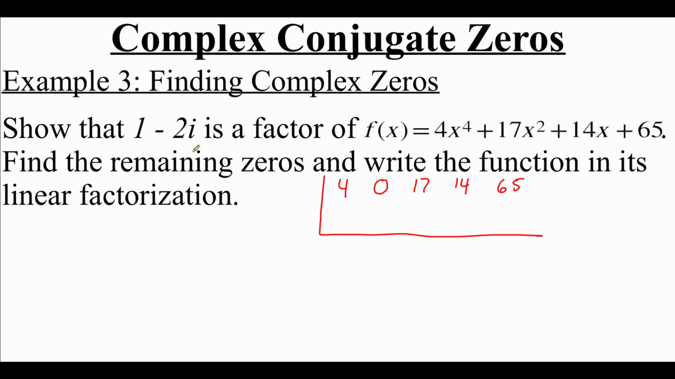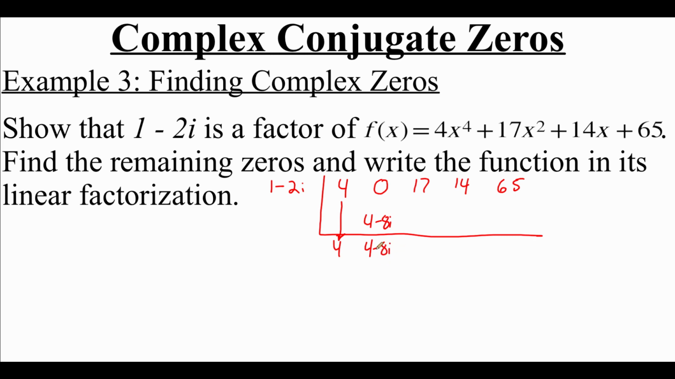Now when we do our synthetic division, we're going to use the 1 minus 2i. So this will look a little bit different than the synthetic division that you're used to doing, but we're going to start out the same. Drop down the 4. 4 times 1 minus 2i, we would have to distribute the 4, so we would get 4 minus 8i. And when we add these together, 0 plus 4 minus 8i is 4 minus 8i.